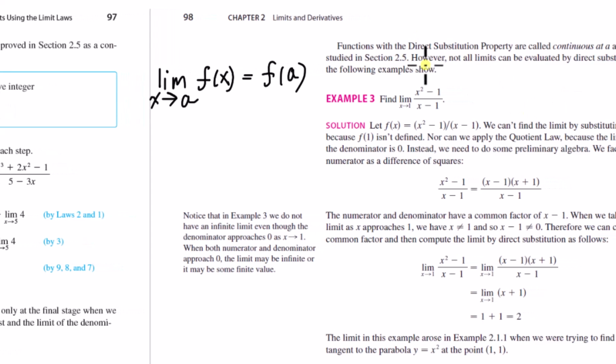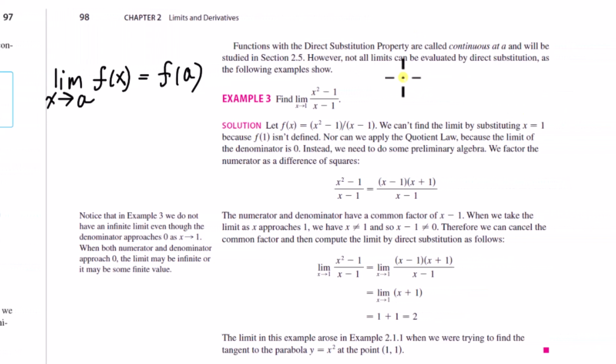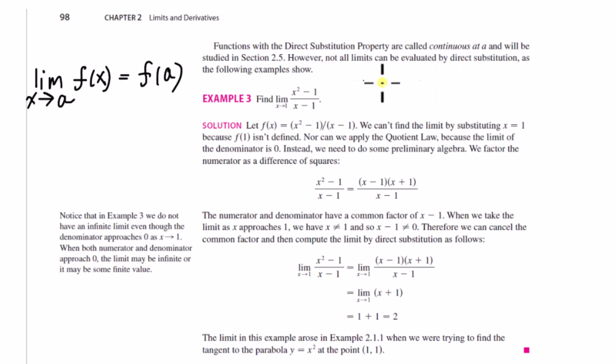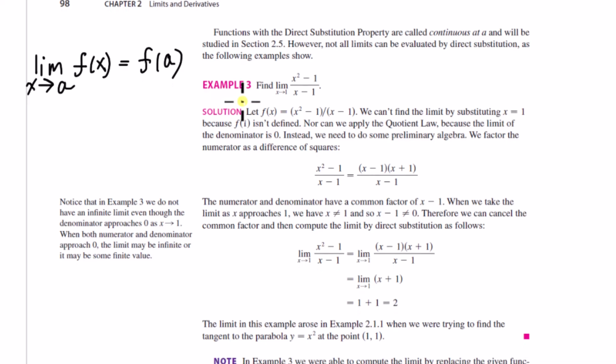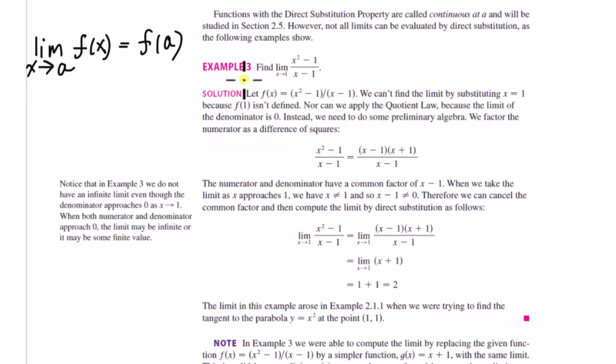Okay, but now it says, however, not all limits can be evaluated by direct substitution, as the following examples show. So, okay, this example 3 gives the limit as x approaches 1 of x squared minus 1 over x minus 1.